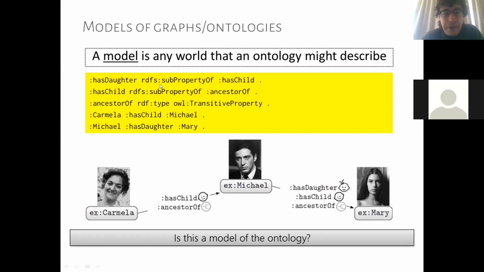So first of all, a model is any world that an ontology might describe. And here we have essentially that Carmela has child relation to Michael, ancestor of relation with Michael. Michael has daughter, has child, and ancestor of Mary, okay? And we have various definitions here: has daughter, subproperty of has child, subproperty of ancestor of, type transitive property. Carmela has child Michael, Michael has daughter Mary. So we see essentially what we've represented are the relations about the individuals.